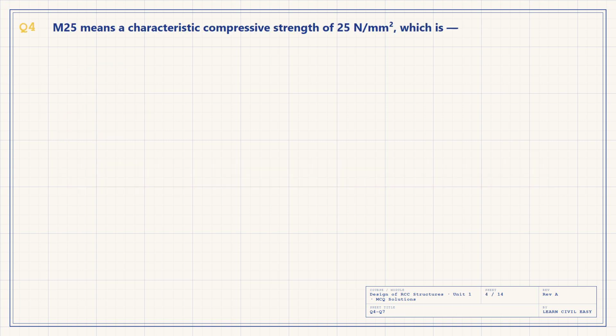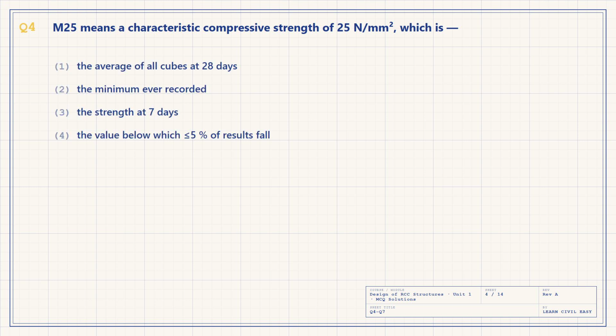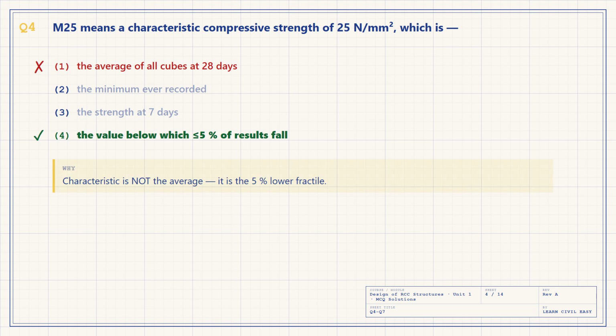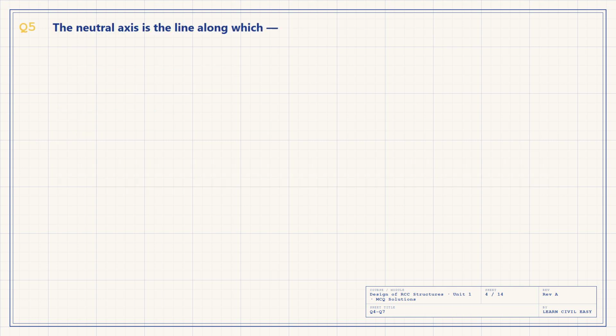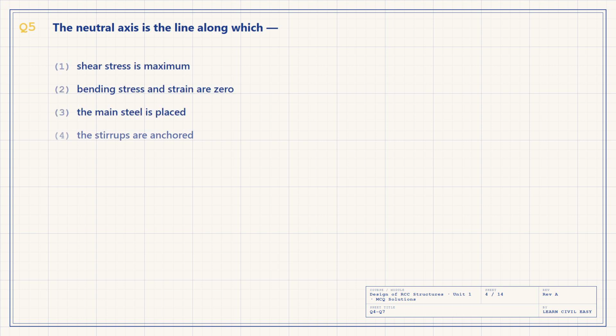Question 4. M25 means a characteristic compressive strength of 25 newtons per square millimeter, which is option 4, the value below which not more than 5% of test results are expected to fall. Option 1 is the trap, and it catches a lot of people. Characteristic strength is not the average, it is the 5% lower fractile. The average target strength used at mix design is deliberately higher than this.